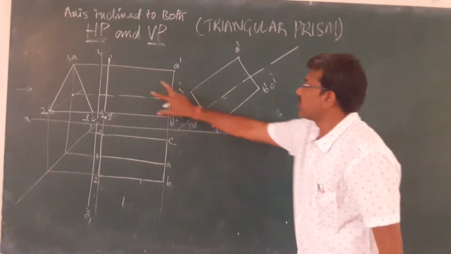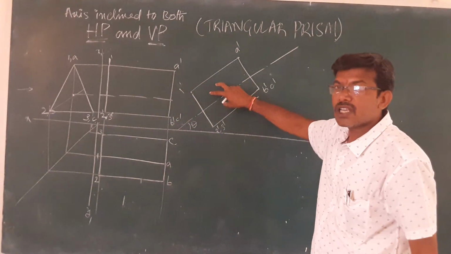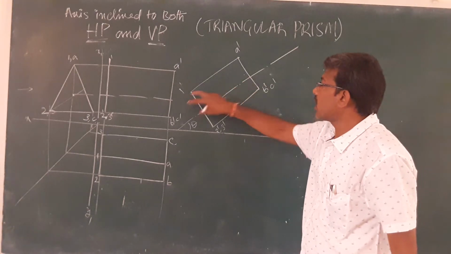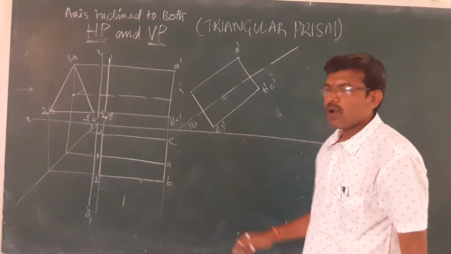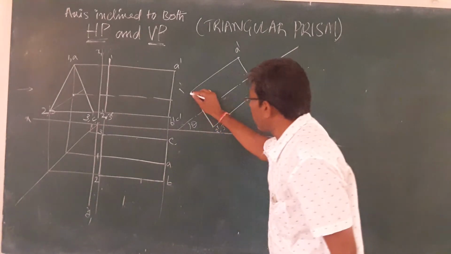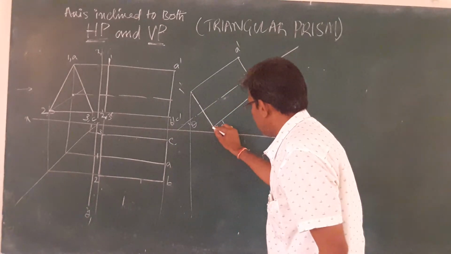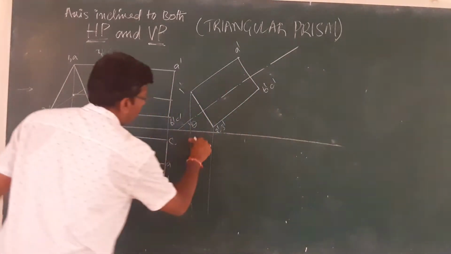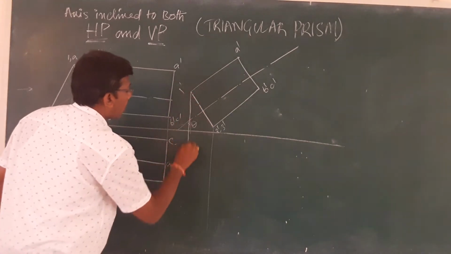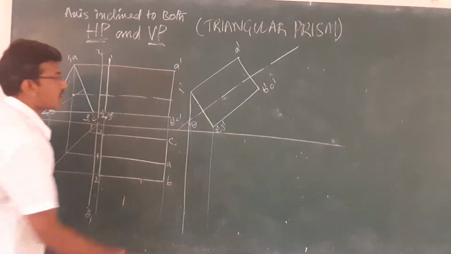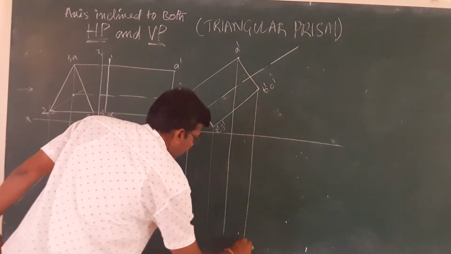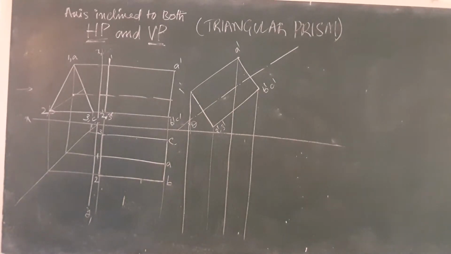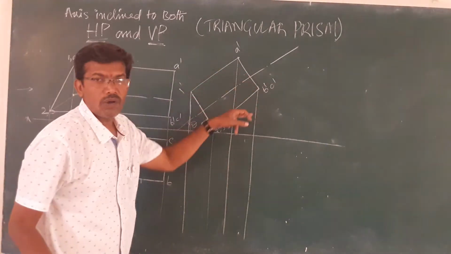So now I have shifted the picture here. What is the next step? I have to draw the projectors from the respective points to the top view. To get the top view, I have to draw the projectors. So now this is the first projector, second one. So let me draw. Right? Next. Okay, is it clear now? So these are the projectors that I have drawn from the respective points.